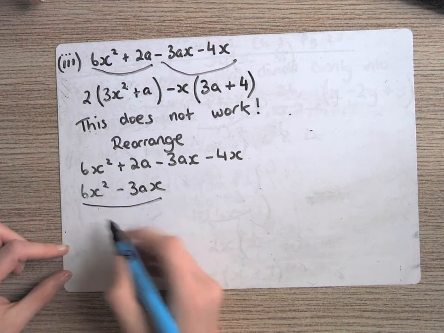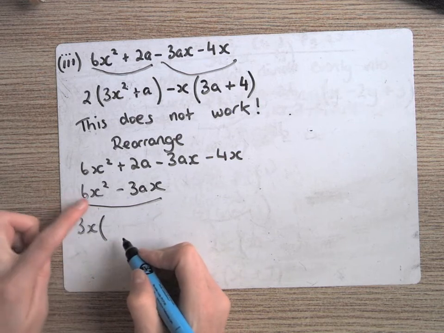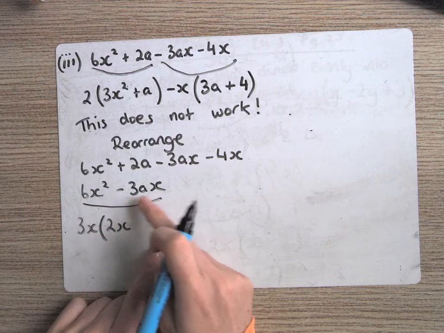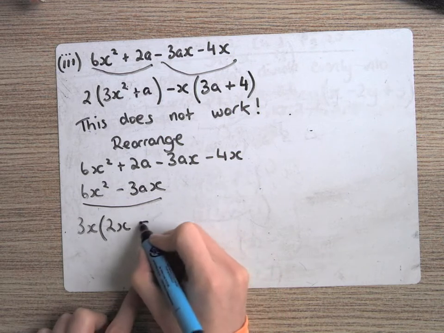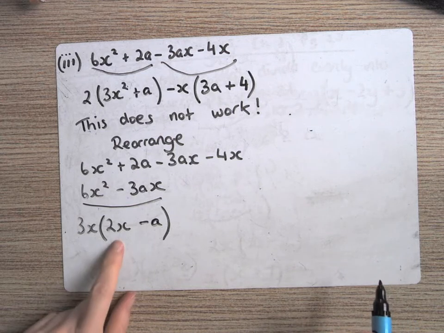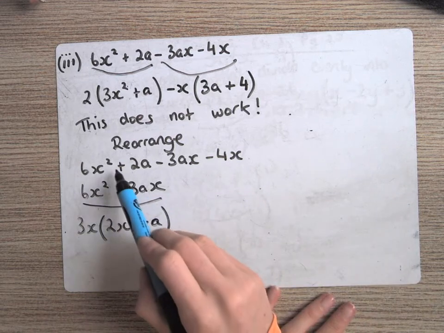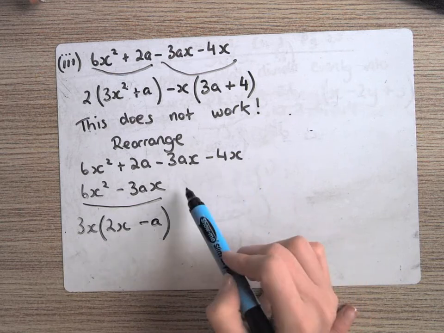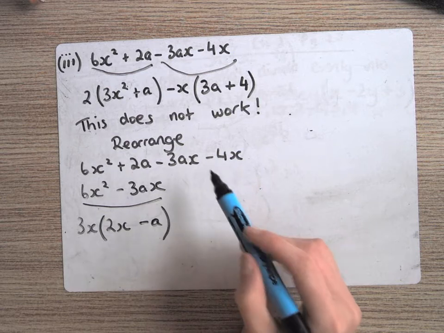x and 3. So 3x. 3x by what gives me 6x squared? 2x. 3x by what gives me minus 3ax? A. Good. And how do I get the minus? Minus a. Okay. So in the brackets, I want 2x and minus a. Now, I have plus 2a and I have minus 4x. Am I going to put the minus 4x first or the plus 2a first? No, plus 2a.